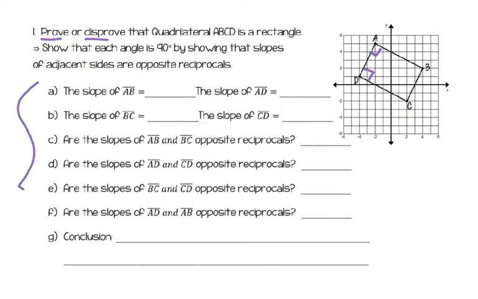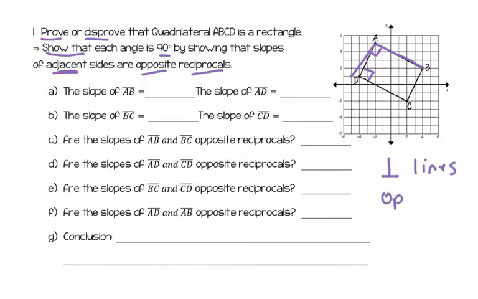So what I've done here is I've laid out some ways that you can lay out your evidence and show. And so the first thing it says: show that each angle is 90 degrees by showing that the slopes of adjacent sides are opposite reciprocals. Remember, adjacent means right next to, so like AB and AD are adjacent. So remember we've learned before that perpendicular lines have opposite reciprocal slopes, not just opposite.